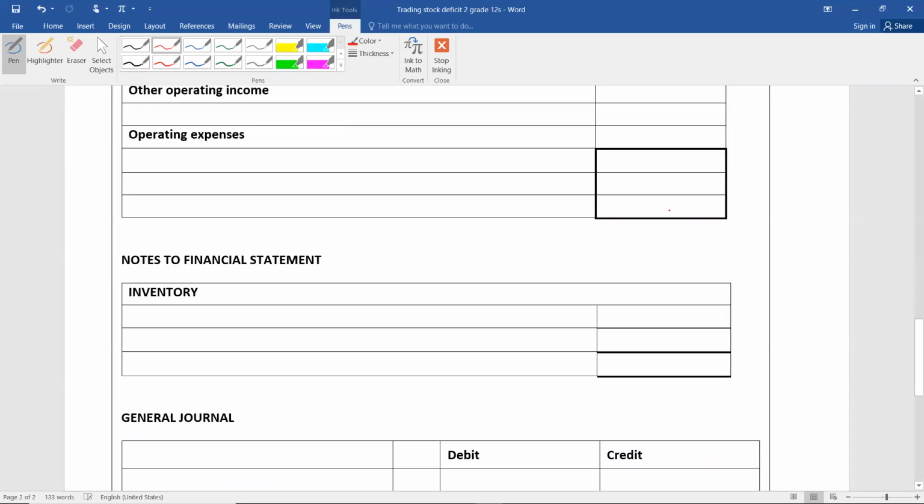So under operating expenses, this is what I'm going to have. I'm going to have trading stock deficit, and then I'm going to have 775,000 minus 770,000. And then over there, I'm going to have 5,000. Am I done? What else must I do?